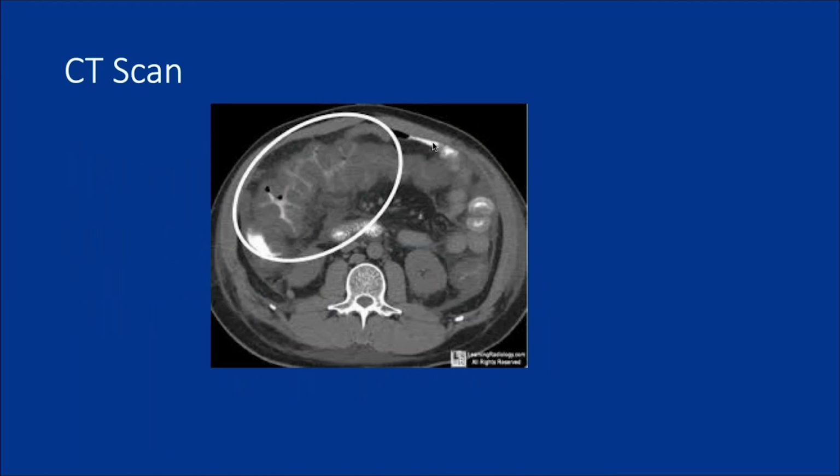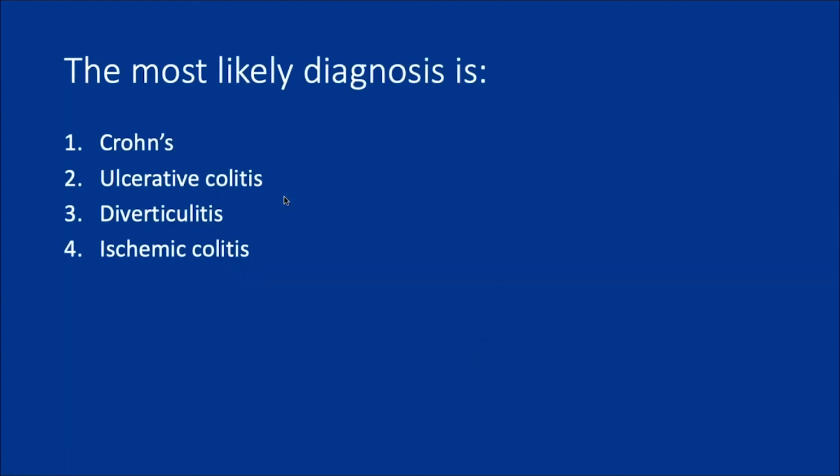Let me point out this is an edematous sigmoid colon, and over here you can see the edema. This is the lumen, and it's already giving us a little bit of the answer about where we are with this patient. So what is the most likely diagnosis? Is it Crohn's disease, ulcerative colitis, diverticulitis, or ischemic colitis?